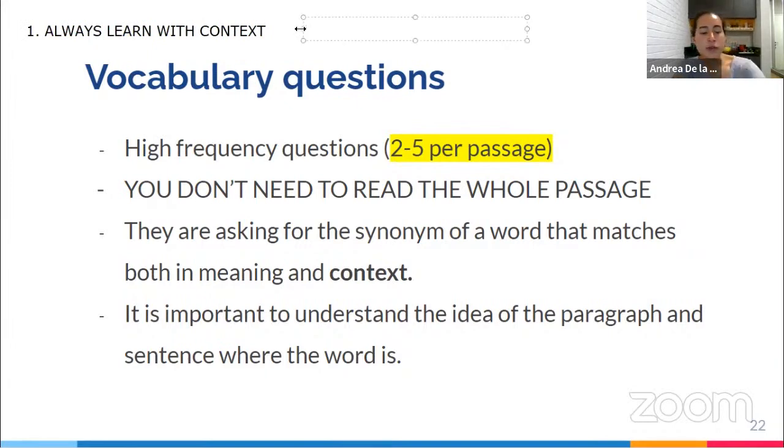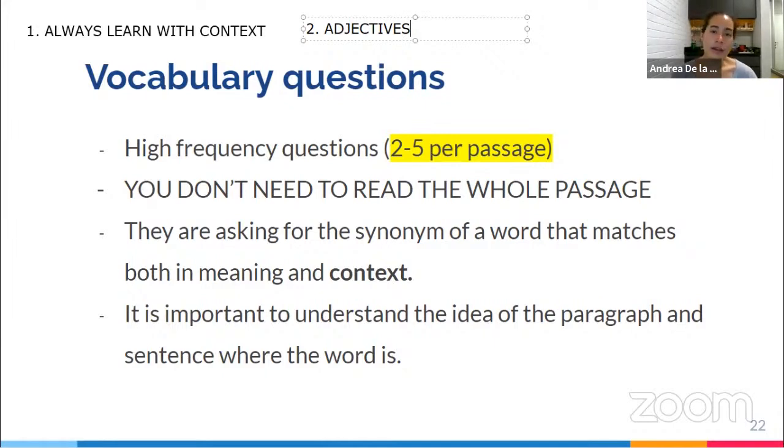Second, talking specifically about vocabulary for the reading, always only focus on learning adjectives. 95% of the words that you have in vocabulary questions are adjectives, okay?